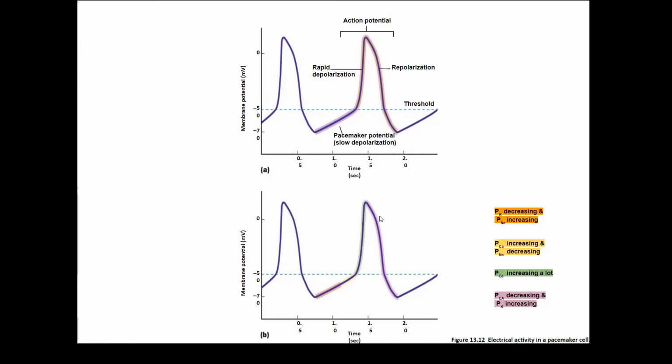And then we have our repolarization. Our permeability to calcium starts to decrease. These calcium channels are closing. Our permeability to potassium is increasing. We're opening up those potassium channels again, allowing potassium to flow out of the cell, pulling us back down to its very negative equilibrium potential.